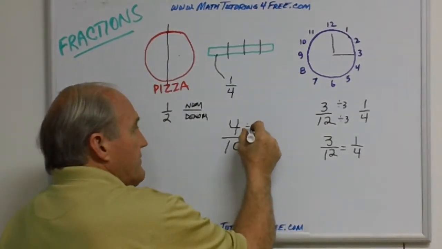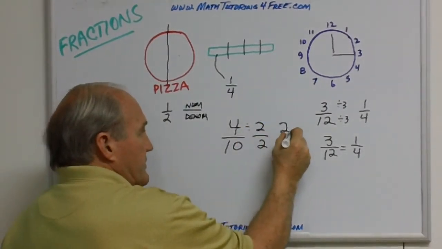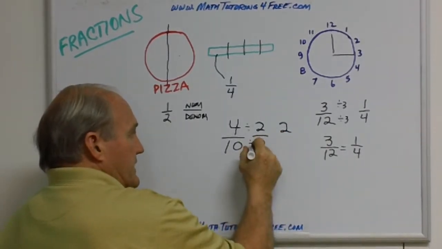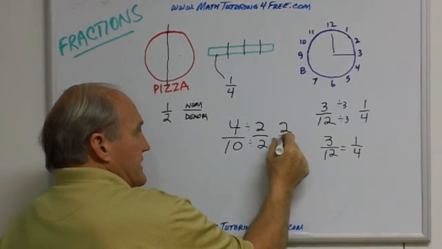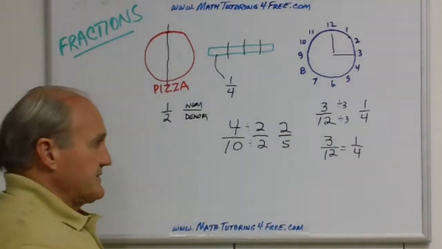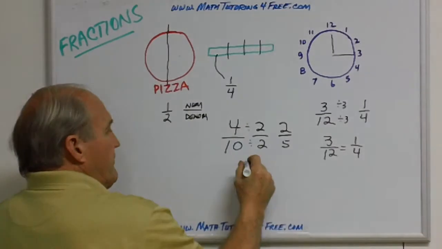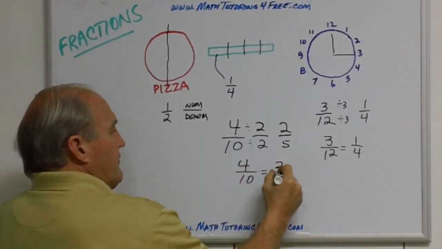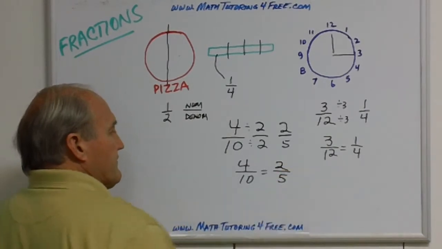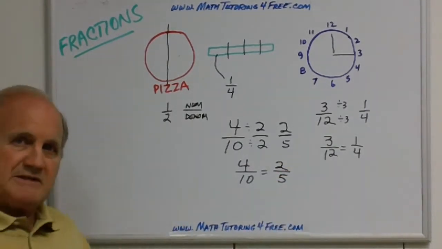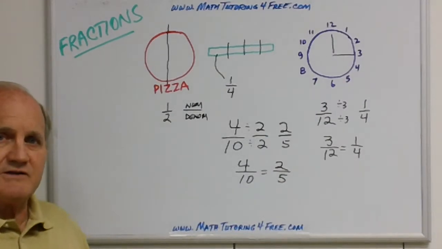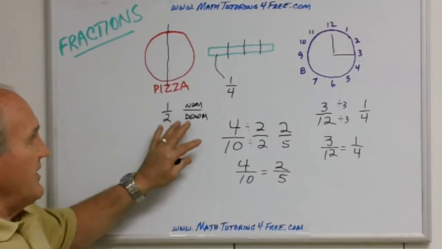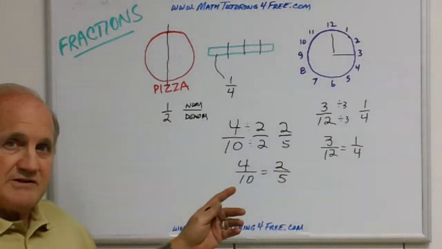If we divide the 4 by 2, we get 2 in the numerator. If we divide the 10 by 2, we get 5 in the denominator. So by reducing 4 over 10, its lower form is 2/5. That's the basic start of fractions. We're going to go into a lot more depth, but it's important at least to start off recognizing what a fraction is.